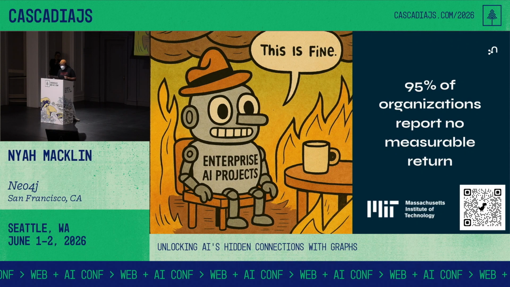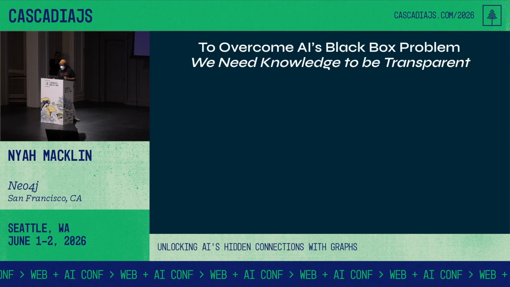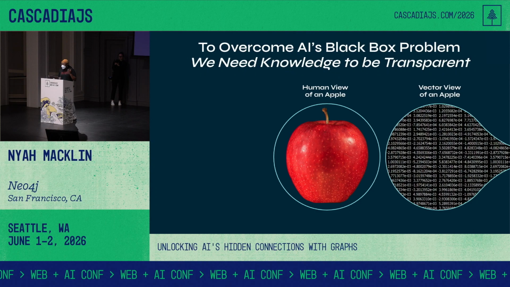Let's get specific about what that can look like. To overcome AI's black box problem, where we have no idea what's happening within our agentic systems, we need the knowledge itself to be transparent. So we see a human view of an apple in the center, and then we also see a vectorized view of an apple on the right, which is a series of floats or numbers. It's not really human readable or understandable unless you've actually memorized the vector representation of an apple, and also every single object on Earth.